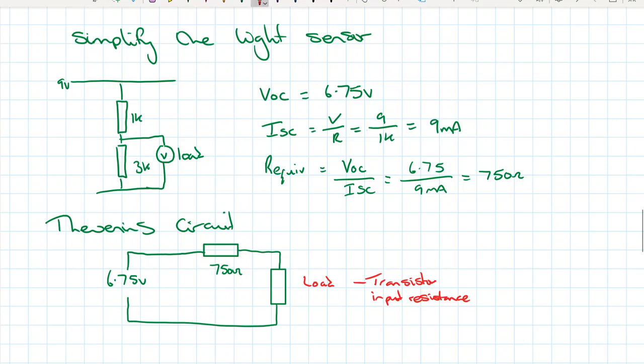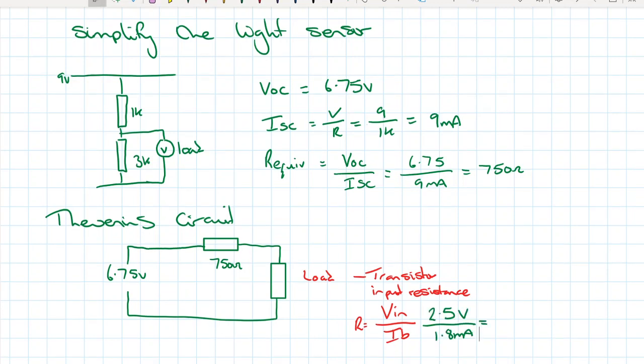Now don't get fooled. That's going to be V in divided by IB. Resistance is equal to V divided by I, so we've got V in divided by IB. 2.5 volts was our V in that we worked out, and our IB was 1.8 milliamps. So that gives me 1389 ohms, rounding up.